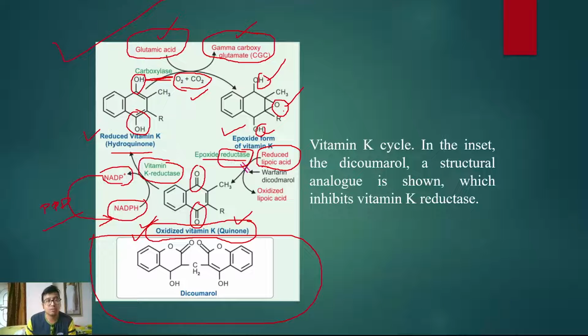So remember, reduced lipoic acid will be converted to oxidized lipoic acid. In addition, not only the cofactor, you also need to know an inhibitor of this reaction. Okay, so warfarin and dicumarol, these are the inhibitors. Dicumarol and warfarin are anticoagulants, so they will prevent this vitamin K cycle.